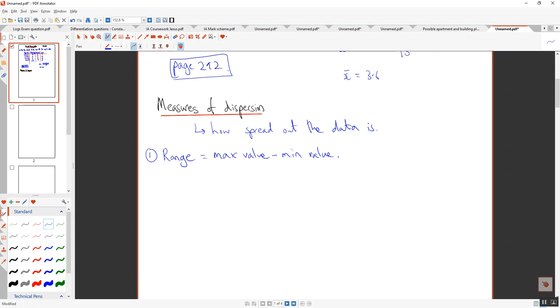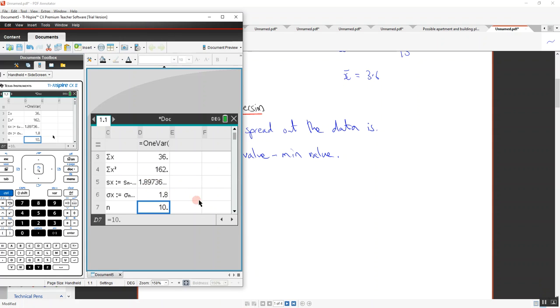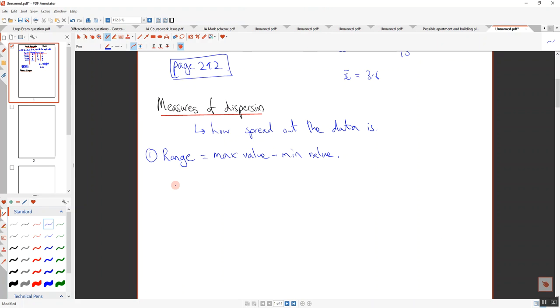Of course, on the calculator, you are told what the max value and the min value are. You can just look at the data and read off the max and min, but the calculator does give it to you, just in case you're having a moment.